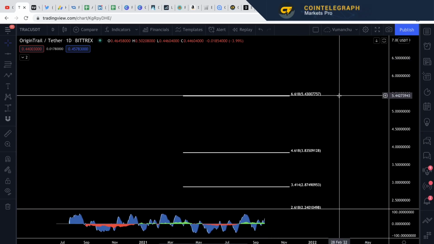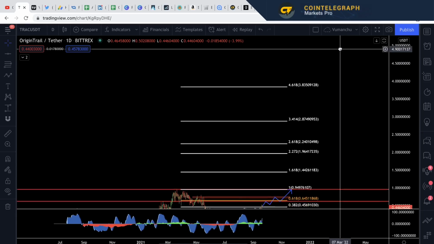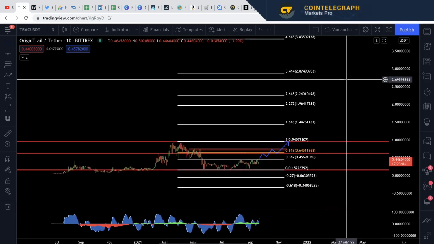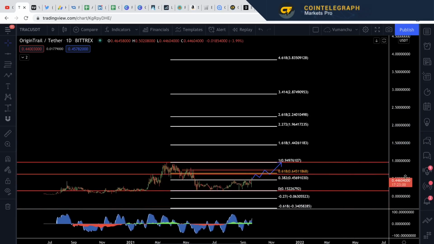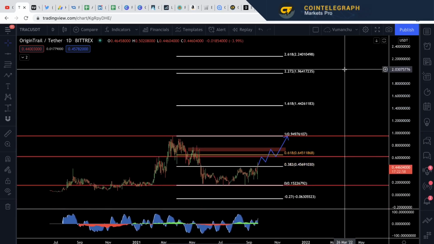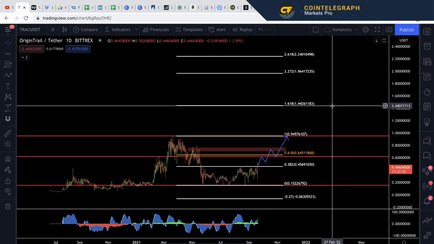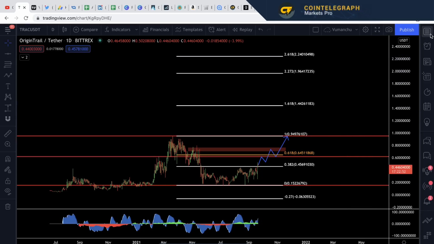I think there's a good chance that Origintrail Trac can get up to that 6.618 level at $5.43. Long way to go yet, but that is my prediction. Whether that's this year or into the next cycle, I think there's a good chance that it does push up there. But use these Fibonacci levels to take profit on the way up. So that is the USDT pair covered.